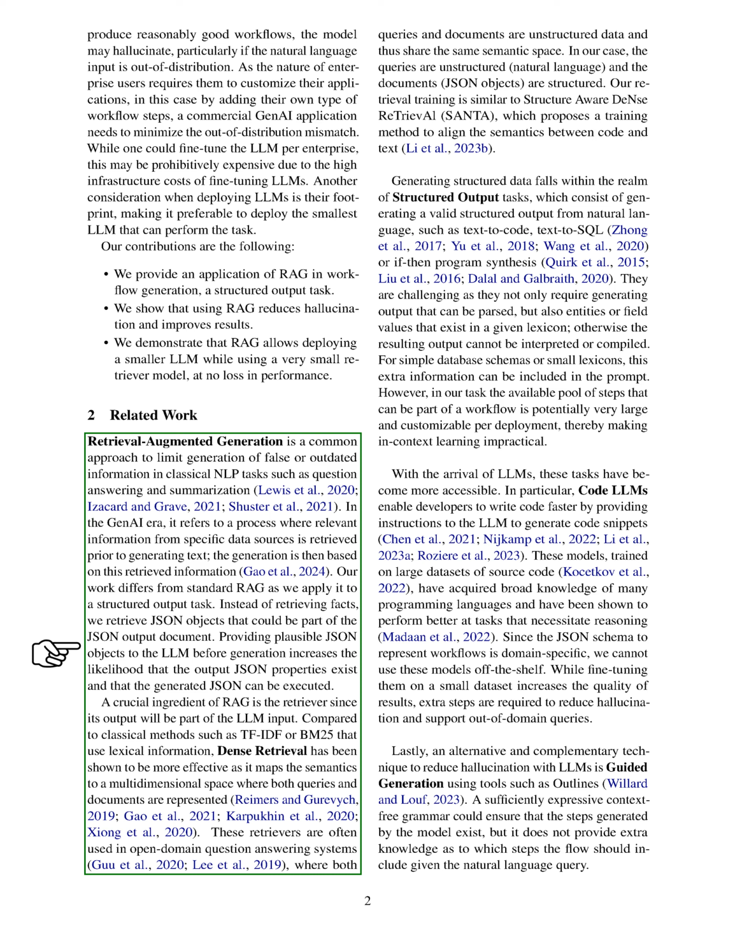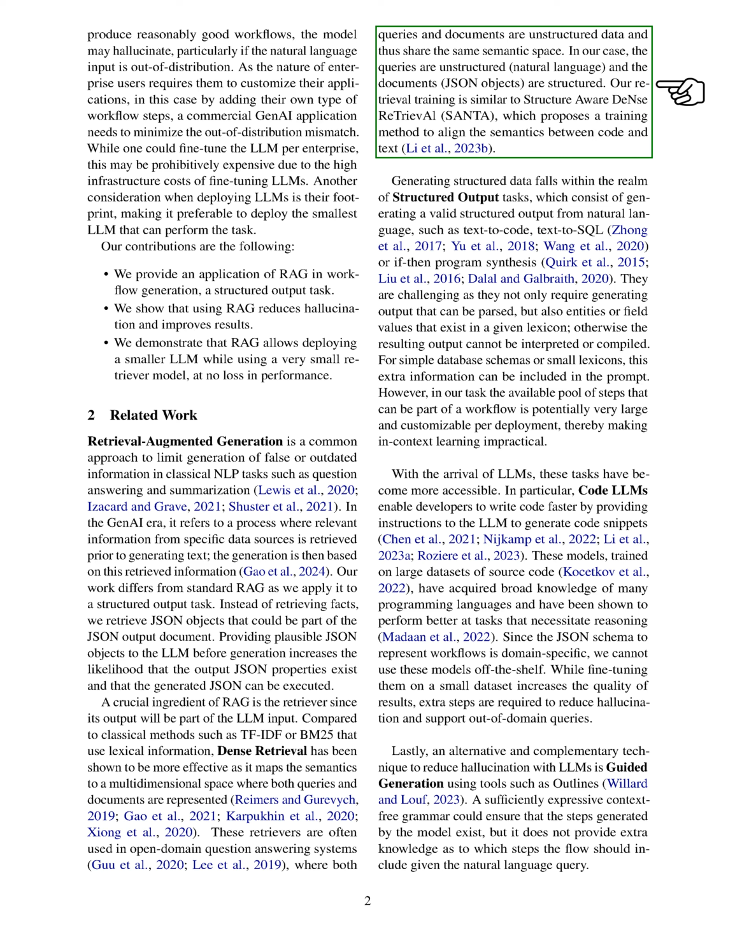In the realm of retrieval-augmented generation, the typical approach involves retrieving relevant information before generating text to avoid inaccuracies. However, our work differs as we apply this technique to a structured output task, where we retrieve JSON objects to enhance the generated JSON document's validity and executability. The retriever plays a crucial role in this process, aligning semantics between natural language queries and structured JSON objects.